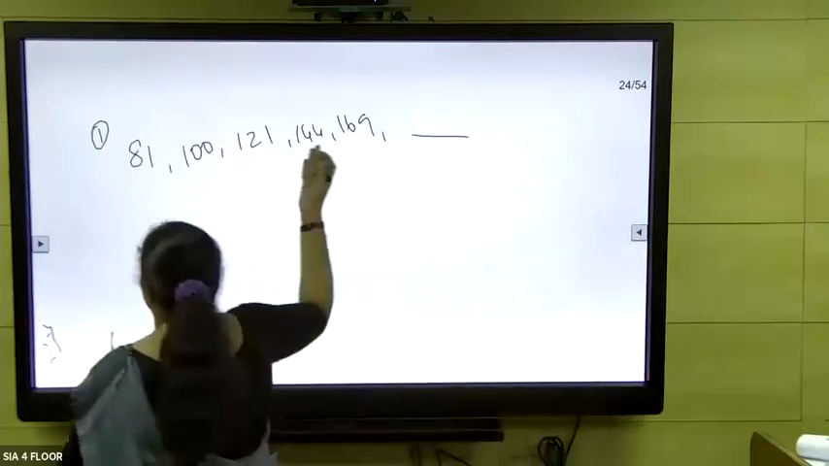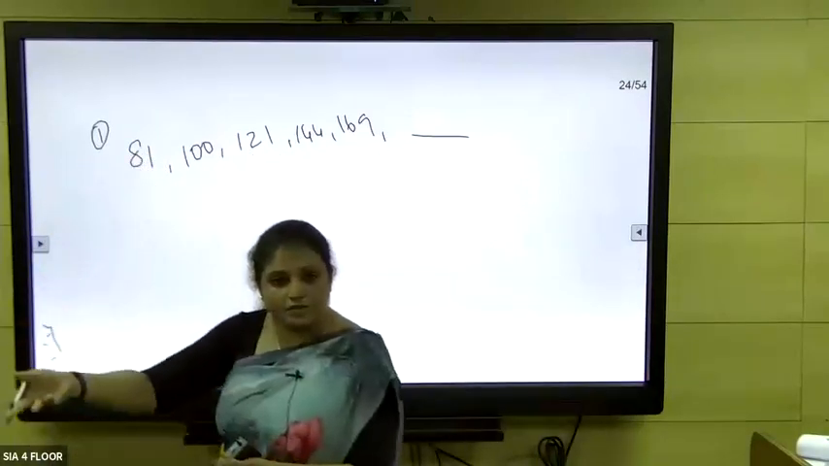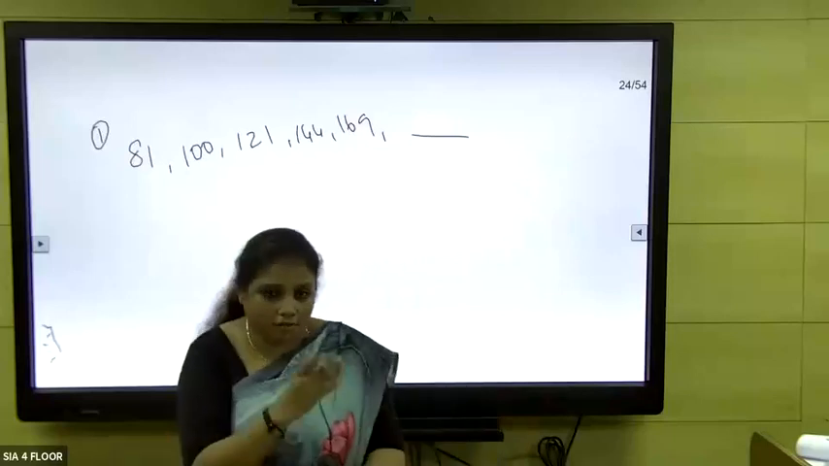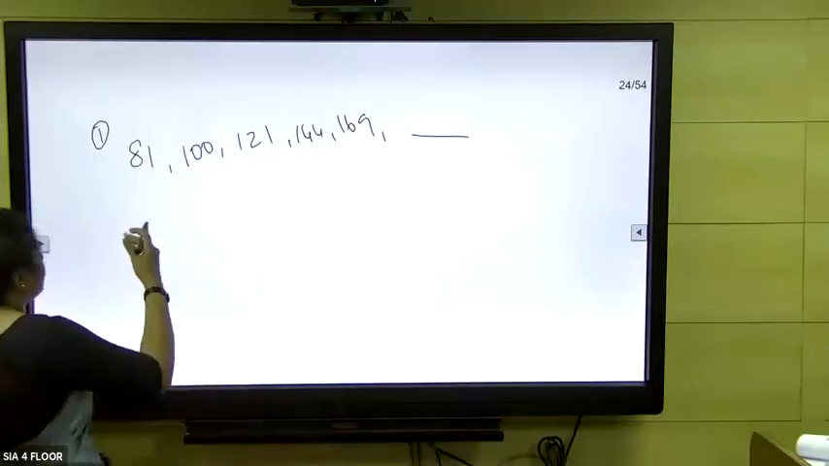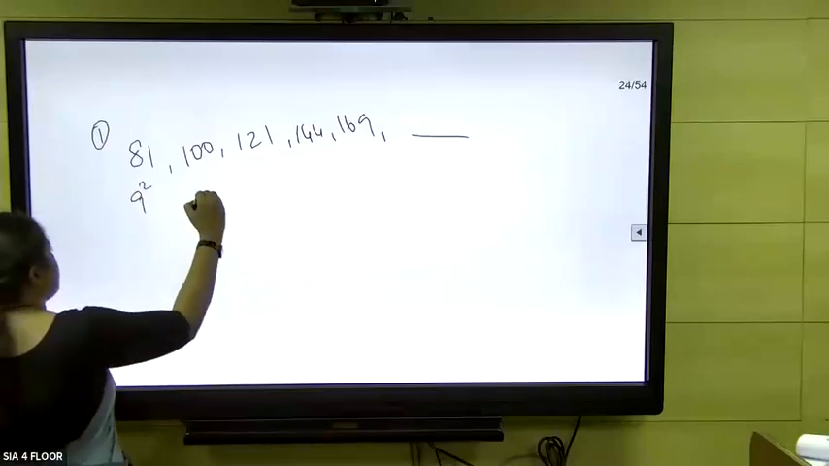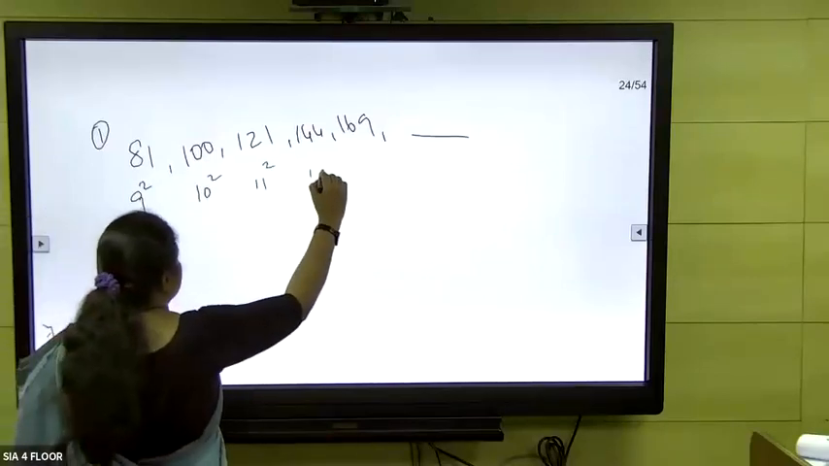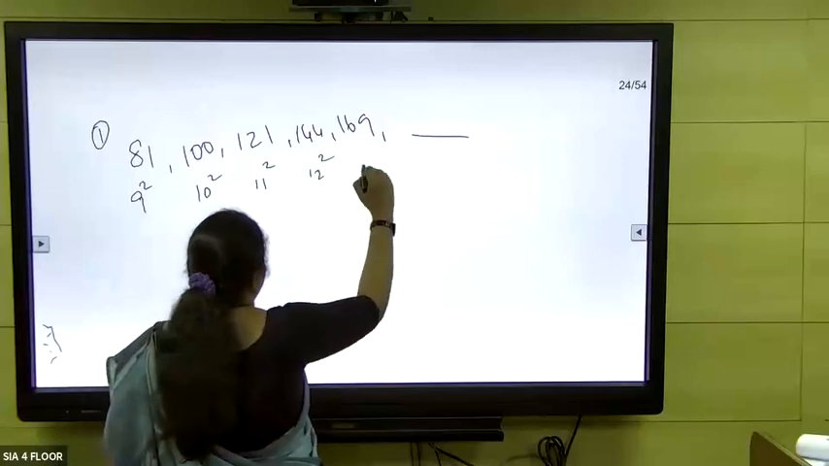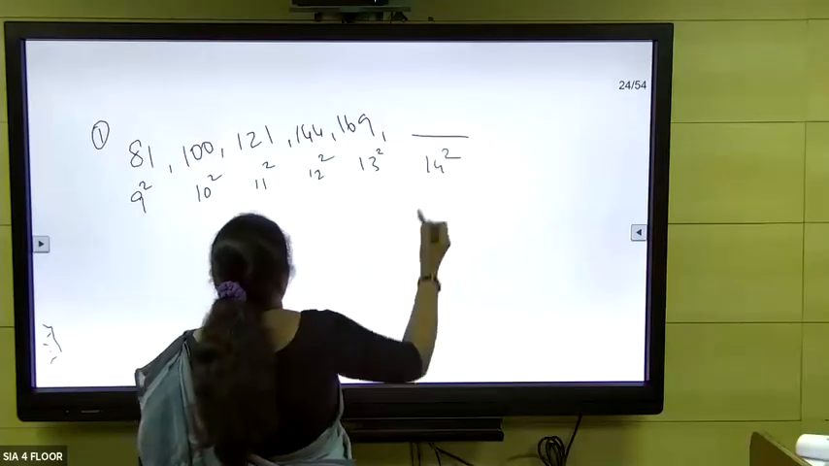So everything is a square number. Whether these kinds of questions come? Yes, it came, two times it came, but in a slightly different way. So I'll tell you that. This is 9 square, 10 square, 11, 12, 13. So next should be 14 square.